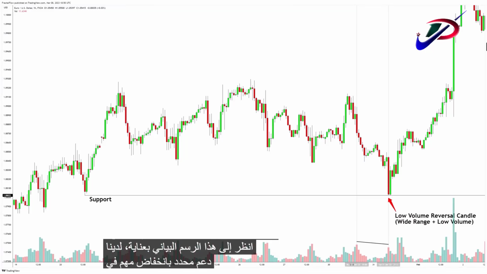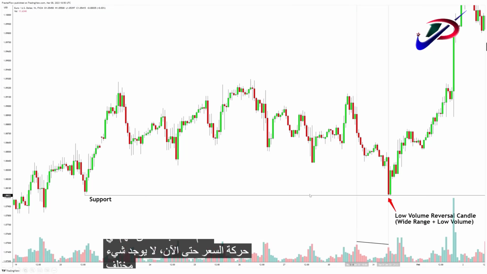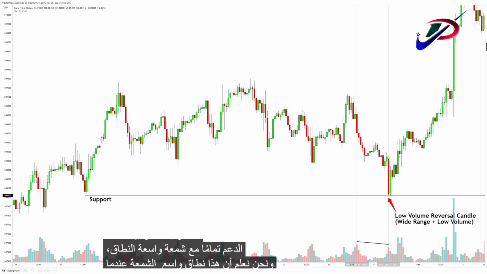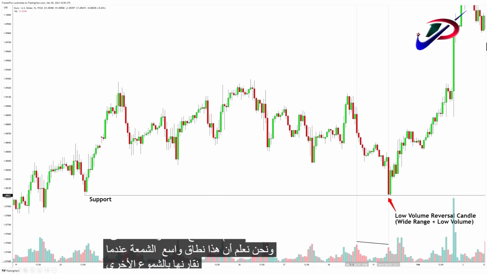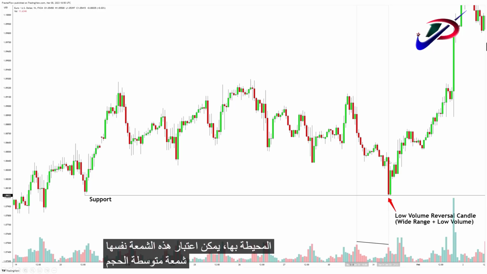We have a support defined by an important low in price action. So far, there's nothing different. Right here, we see price landing at the support exactly with a wide range candle. We know this is a wide range candle when we compare it with the other candles around it. This same exact candle could be considered a medium-sized candle in other scenarios.